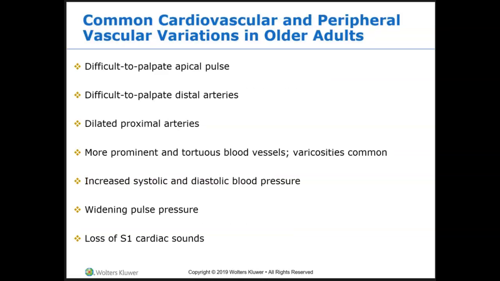Common cardiovascular and peripheral vascular variations in the older adult. Important changes occur with these systems with advanced aging, and can be apparent even in healthy individuals. Over time there is thickening and stiffening of the large arteries. They develop due to collagen and calcium deposits, as well as loss of elastic fibers, right? And these arterial changes cause your systolic blood pressure to rise with age, while diastolic blood pressure generally declines after about the age of 60.